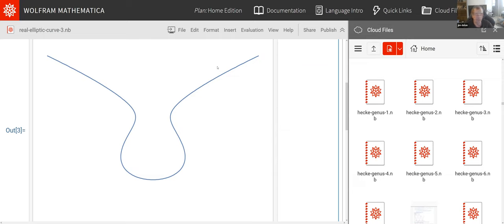and marrying this to the project that you and I have to understand abelian varieties in general. The goal is to learn whatever we can from this.